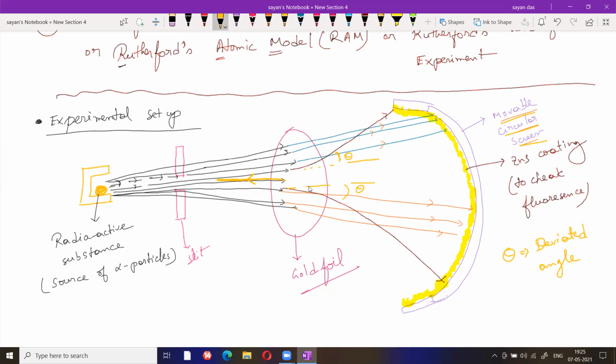And one ray out of 20,000. That means very, very few deviated with an angle of 180 and come back to their original side. This is the basic experiment of the Rutherford atomic model.